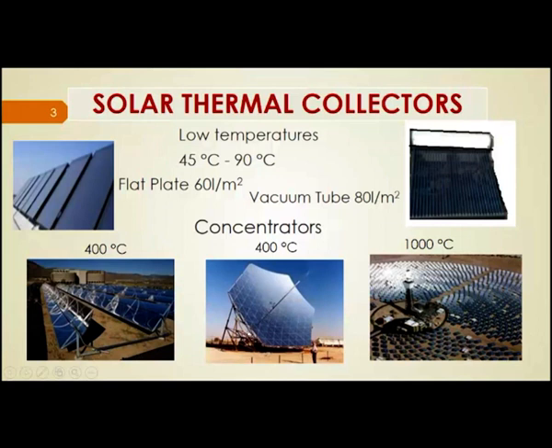This one, the center one, is the dish type thermal concentrator or parabolic type thermal concentrator. In case of the parabolic type thermal concentrator, around the center a tube runs through which water is flowing, and the parabolic reflectors concentrate the solar radiation onto the water and the water gets heated.